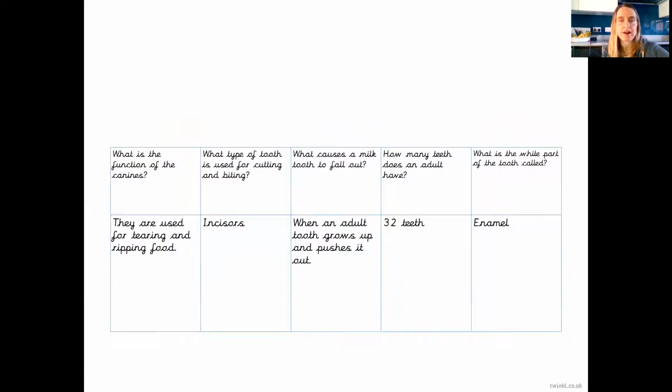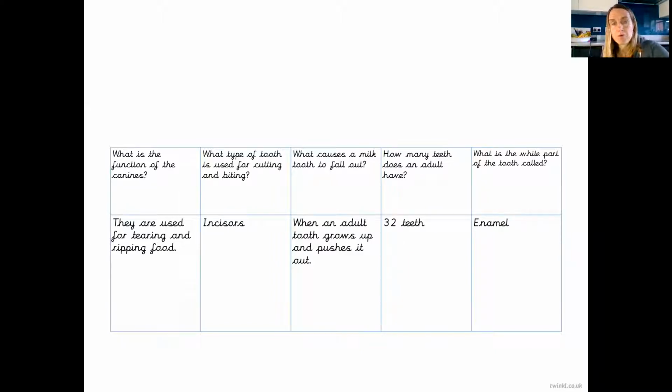Okay, so here are our answers to the questions. Question 1, the function of the canines. Now the canines are the sharp pointy teeth. You've got 2 at the front, at the top, and 2 at the bottom. They're sort of next ones along. They're the sharp pointy ones, and they're used for tearing and ripping food.